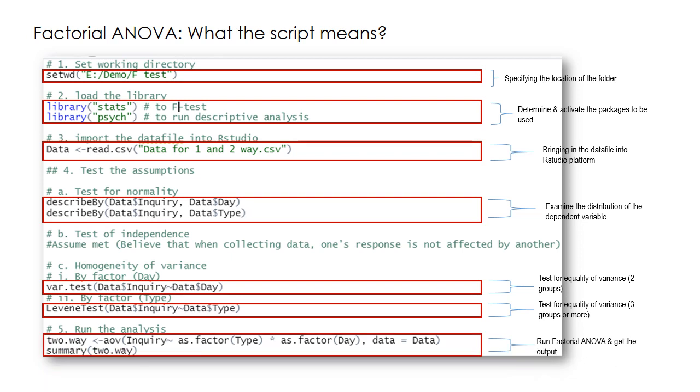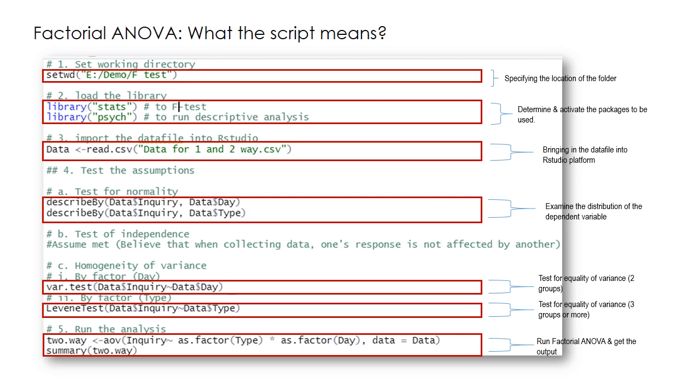And then the fifth step is to run the analysis. What I have here is twoway. This is a label; you can put it as twoway, with no dot. Whatever you put before this arrow is for your own reference. It's just like labeling, so you have more control. After the arrow is aov, meaning analysis of variance.